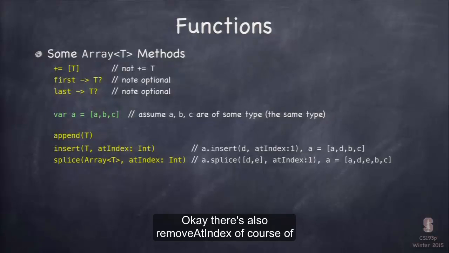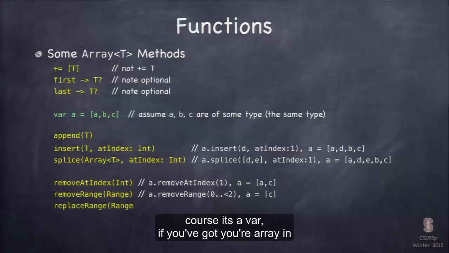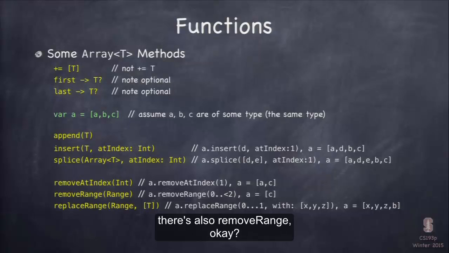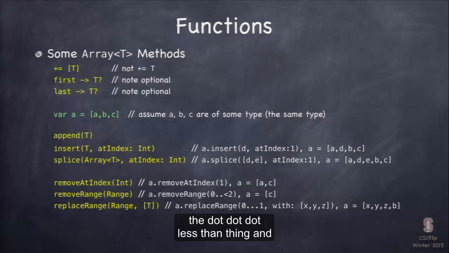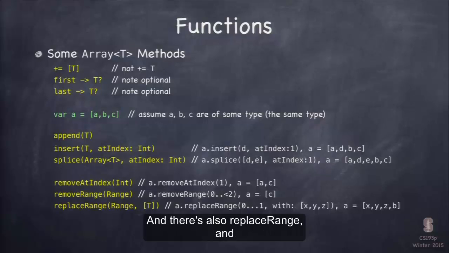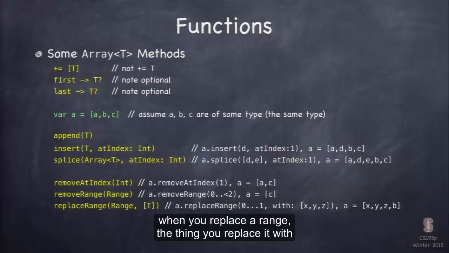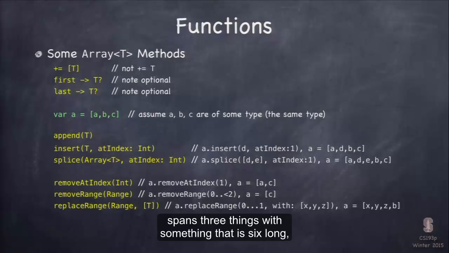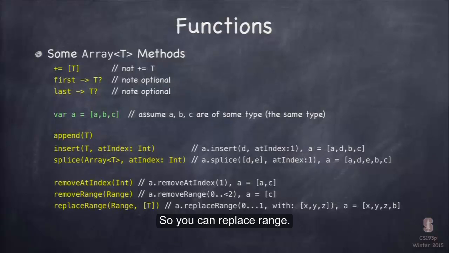Okay? There's also remove at index, of course, if it's a var. If you've got your array in a var, you can do remove at index. There's also remove range. Okay? So you can specify a range with the dot dot dot thing or the dot dot less than thing and remove a range of your array elements. And there's also replace range. And when you replace a range, the thing you replace it with doesn't have to be the same length. So I can have an array and replace a range that spans 3 things with something that is 6 long and it'll make my array longer. Okay? So I can replace range.